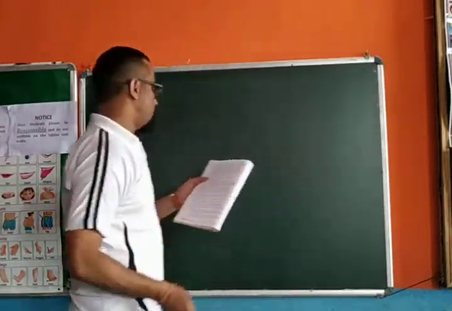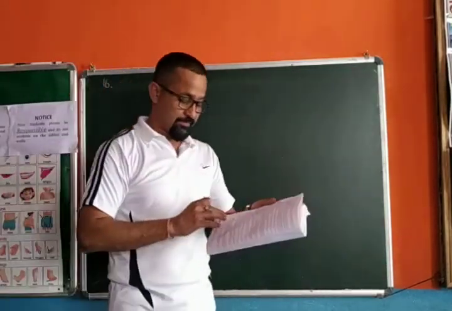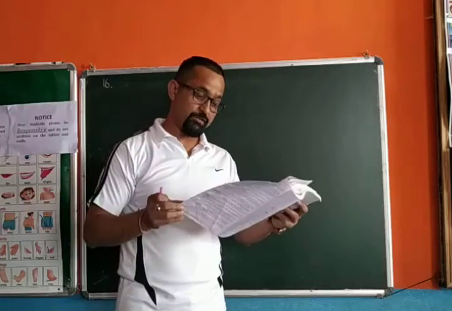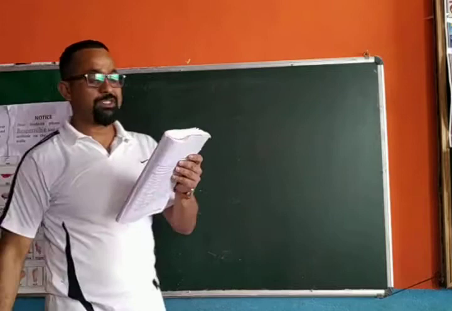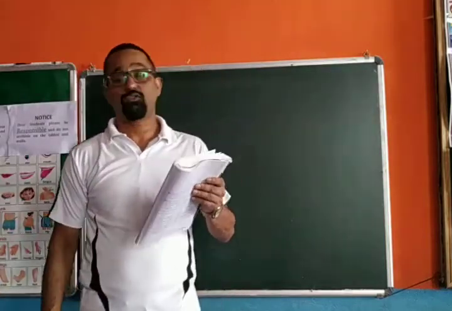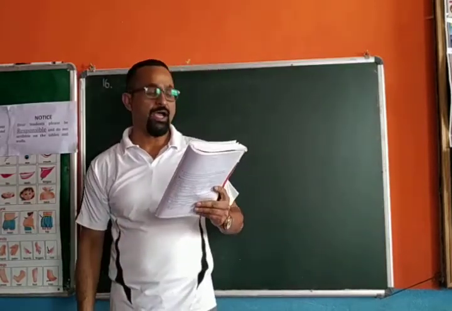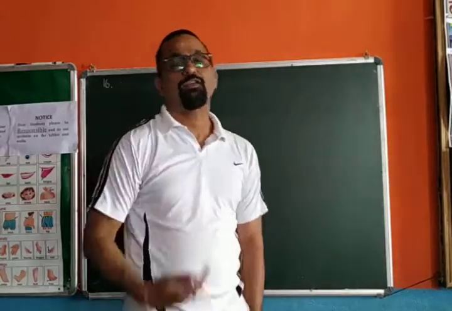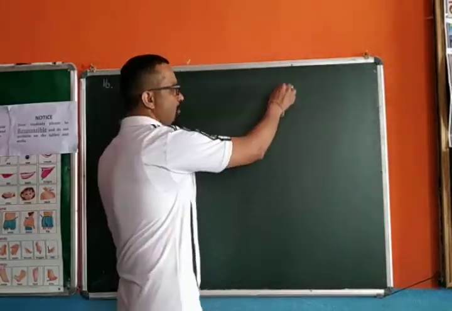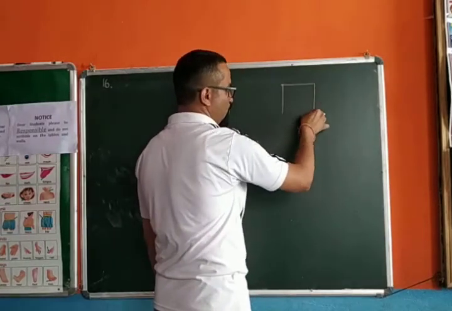Look at question number 16 from exercise 16.4. The question says that two cubes, each of 12 centimeter side, are joined end to end. Find the surface area and volume of the resulting cuboid. You have two cubes.